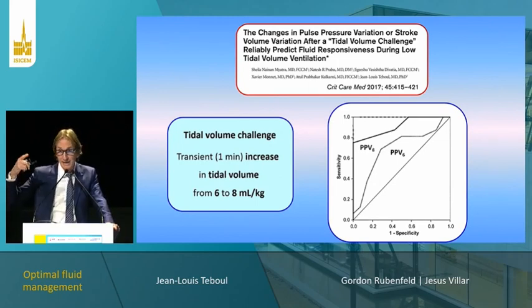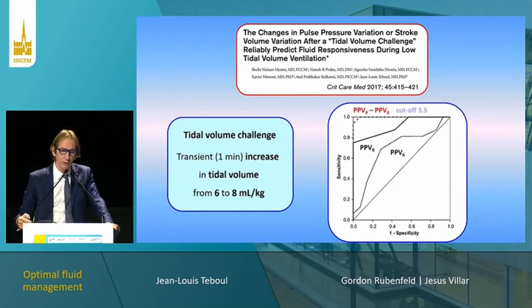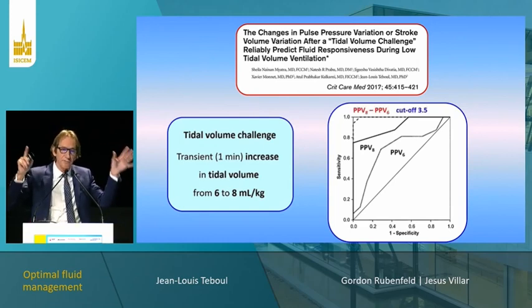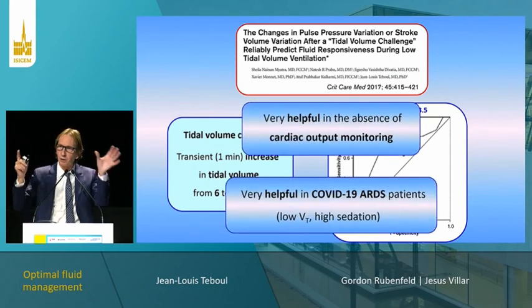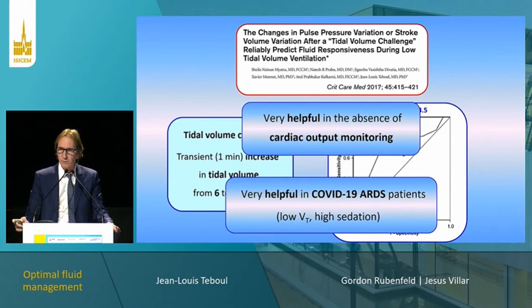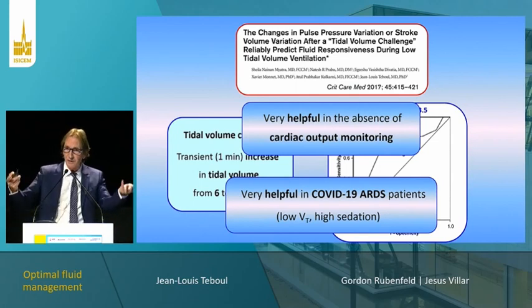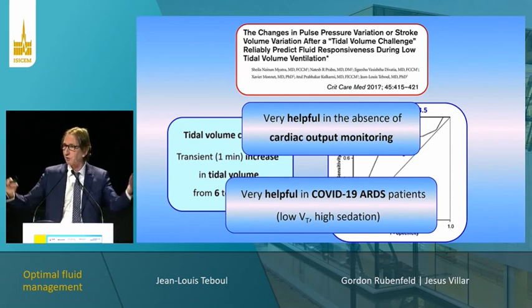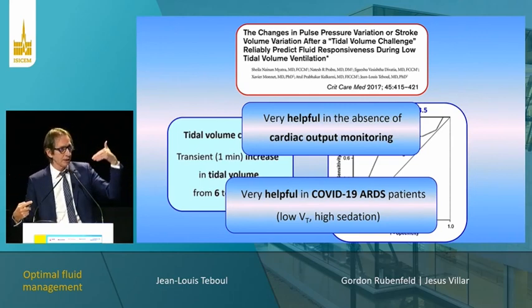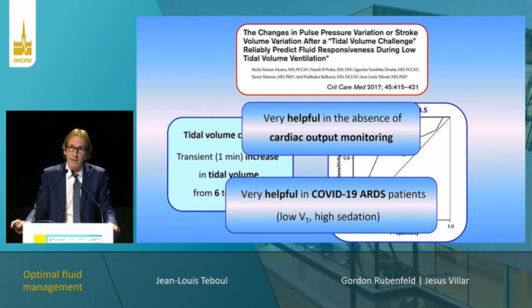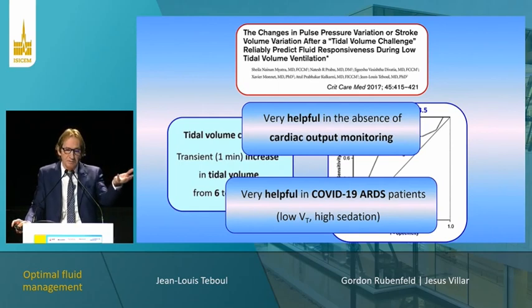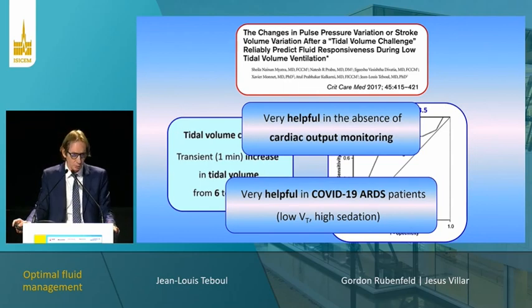The value at 8 was better in terms of prediction of fluid responsiveness, but what was far better was the difference between the value of 8 and the value of 6, and we found a cutoff value of 3.5. So in other words, if you have a PPV of 7% when the patient is ventilated with a low tidal volume, you increase tidal volume by 2 ml per kilogram to 8 ml per kilogram, and if you now have a PPV of 11%, you can assume that the patient will respond to fluid administration.